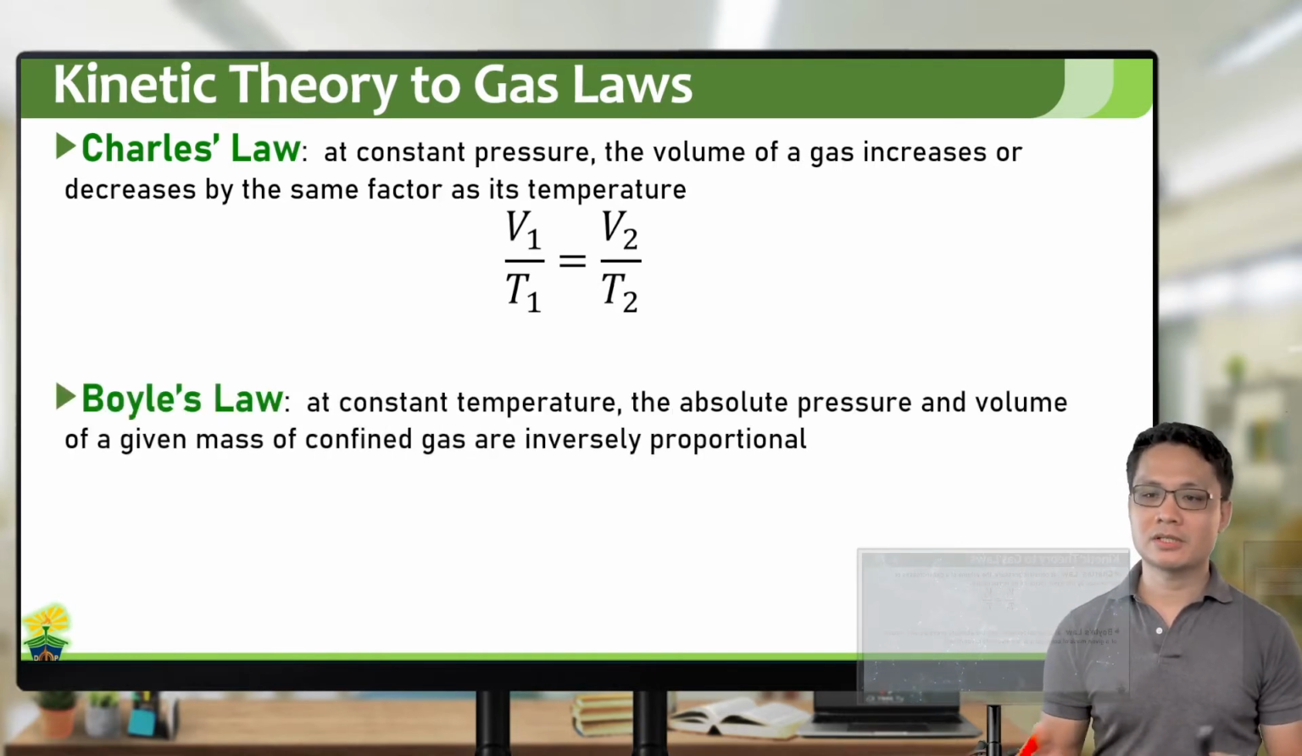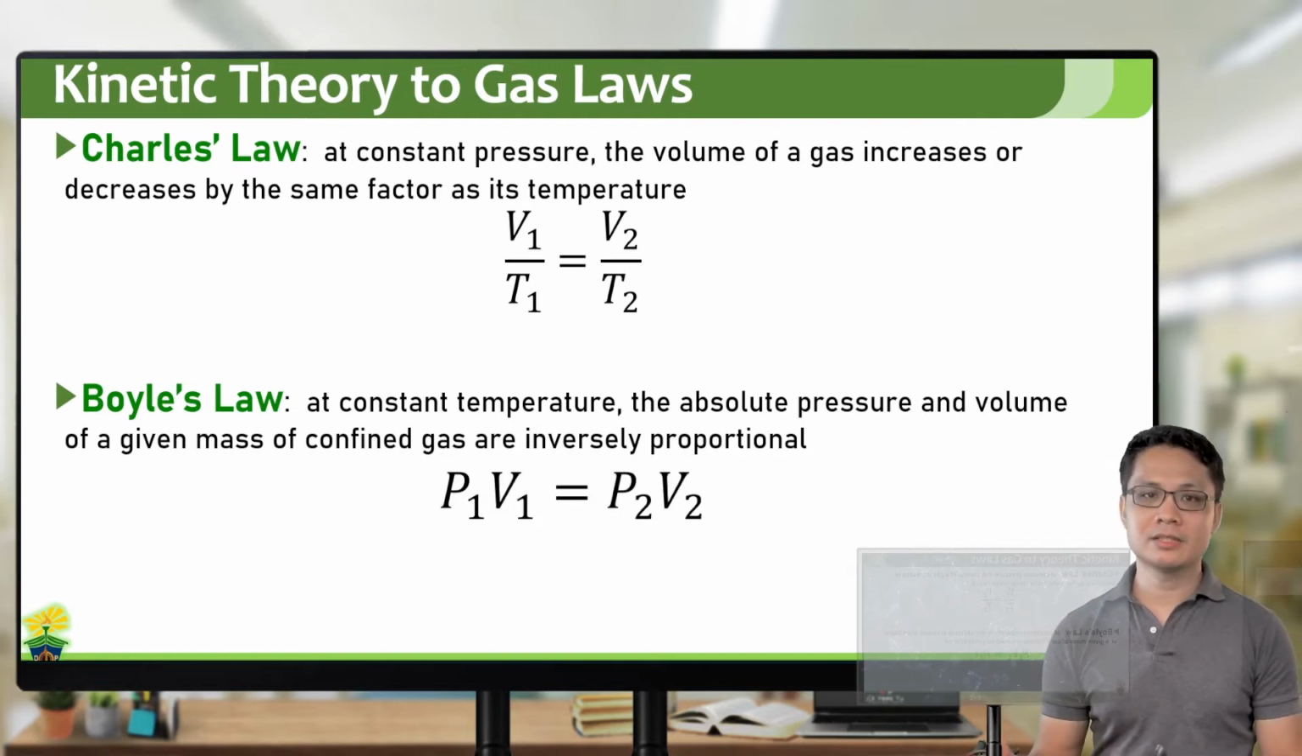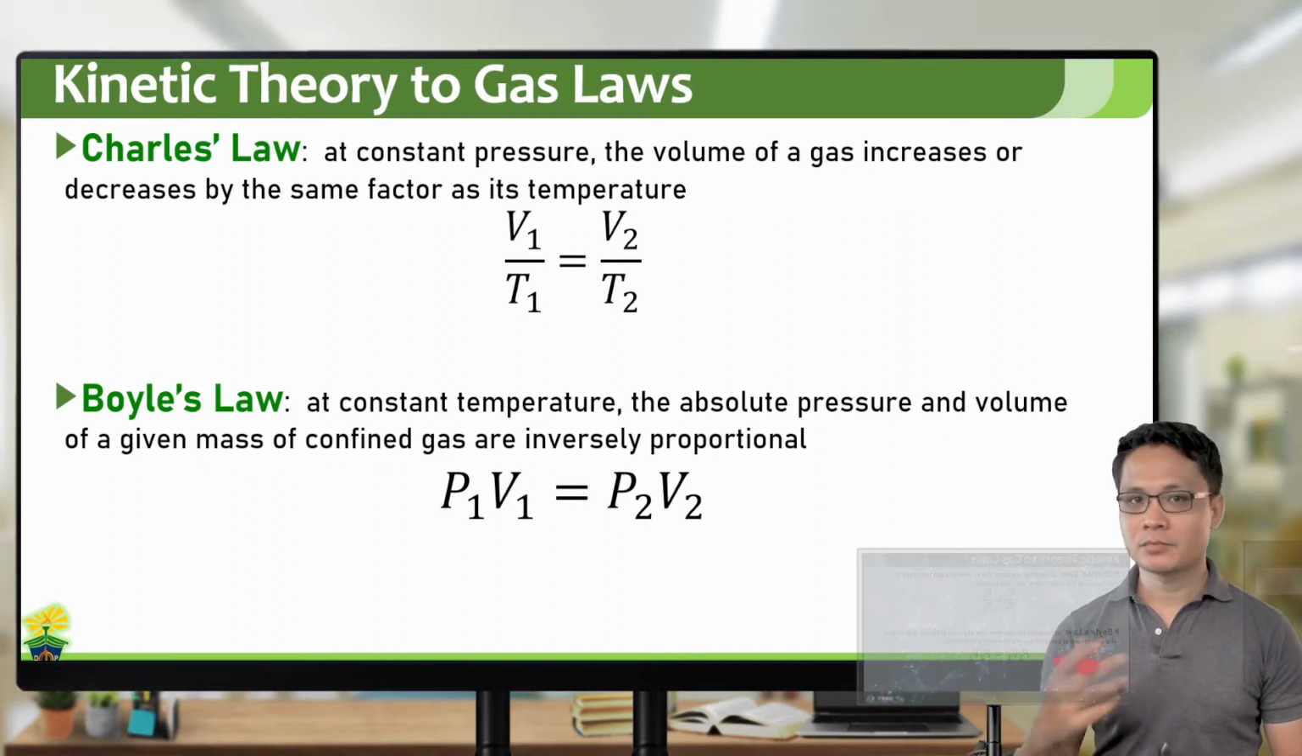And we also have Boyle's law, which states that at constant temperature, the absolute pressure and volume of a given mass of confined gas are inversely proportional. That is mathematically expressed as the product of the initial pressure and volume of that gas would just be equal to the product of its pressure and volume at any given change of either one of these parameters.